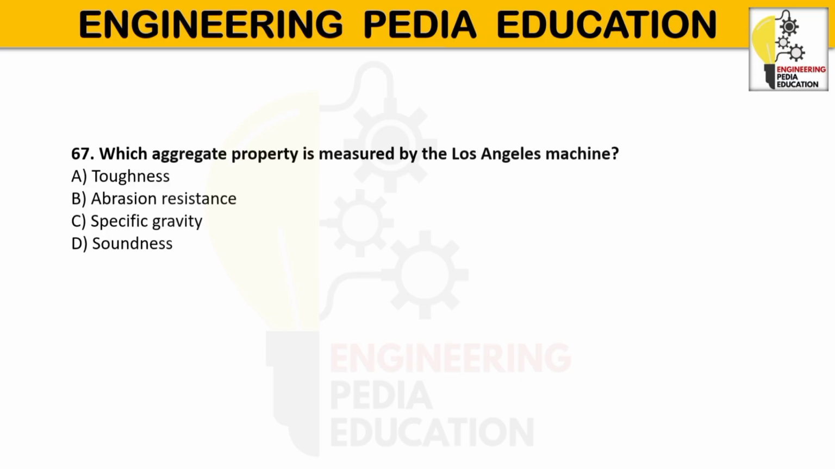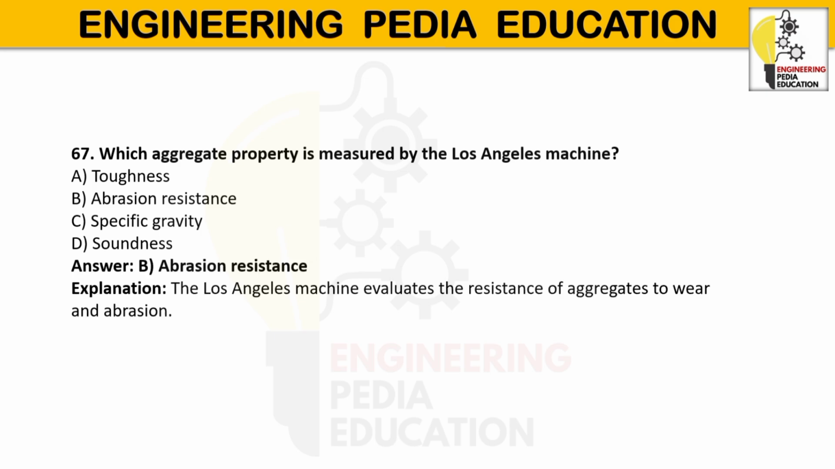Which aggregate property is measured by the Los Angeles machine? Toughness, abrasion resistance, specific gravity, or soundness? The correct option is abrasion resistance. The Los Angeles abrasion machine evaluates the resistance of aggregates to wear and tear by abrasion. Which option is correct? Option B.